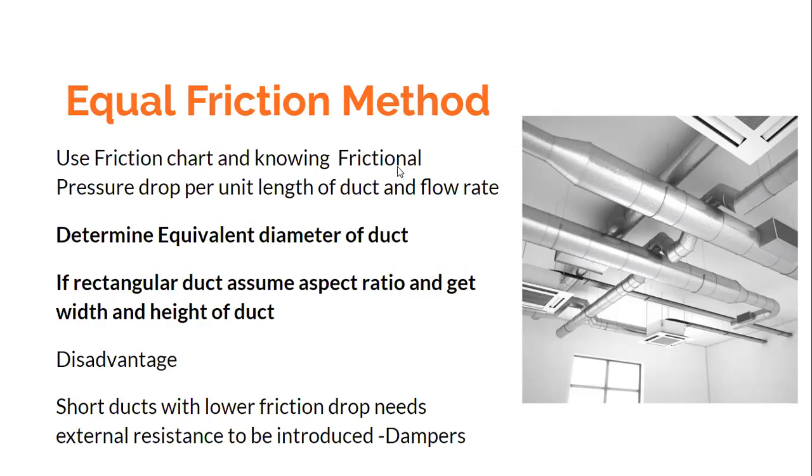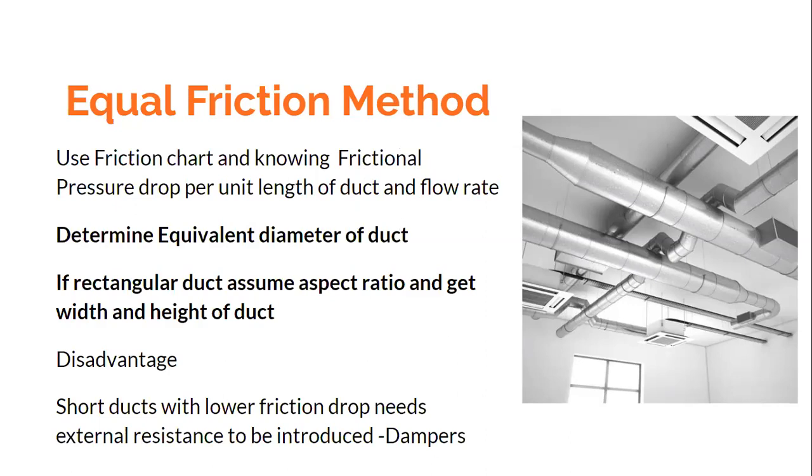You have decided the frictional pressure drop per unit length of the main duct from the noise consideration, or you have decided that from the cost considerations. And once you have decided the frictional pressure drop per unit length of the main duct, you keep the frictional pressure drop constant for the branches, for all other parts of the ducts. And then because you know the delta P by L and you know Q, you can always get the equivalent diameter of the duct from the friction chart. So very simple.